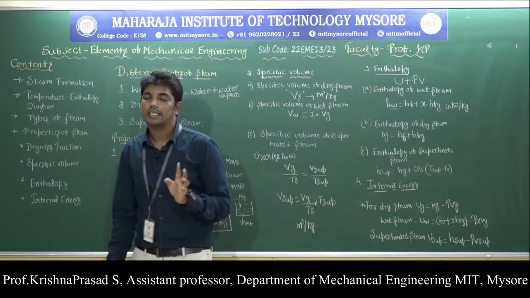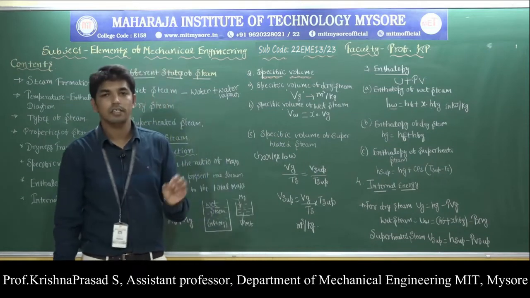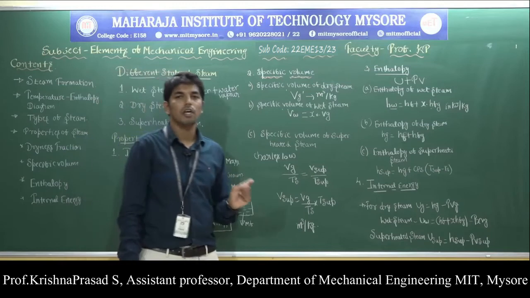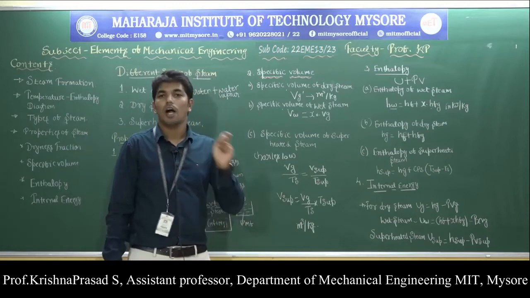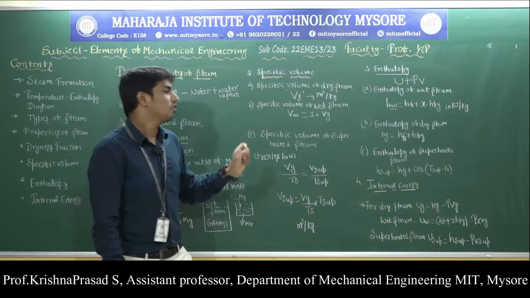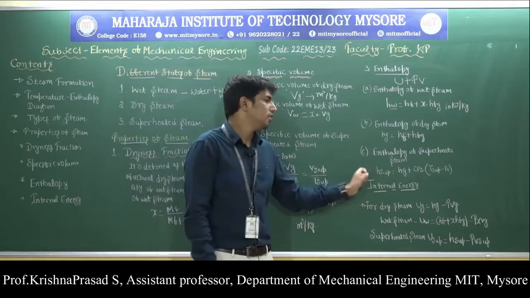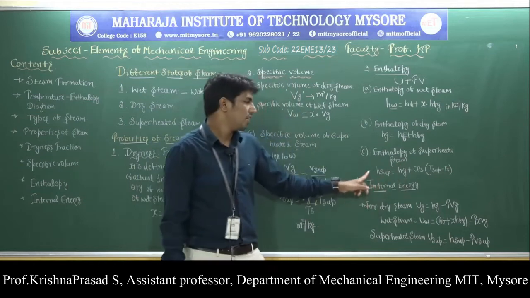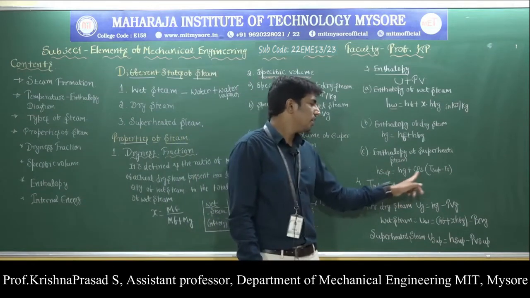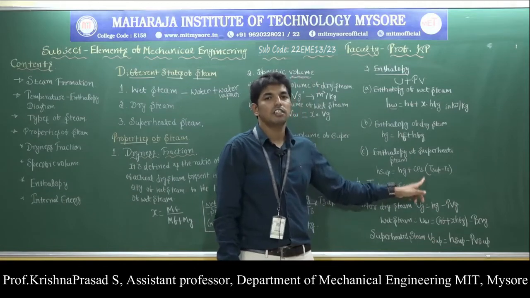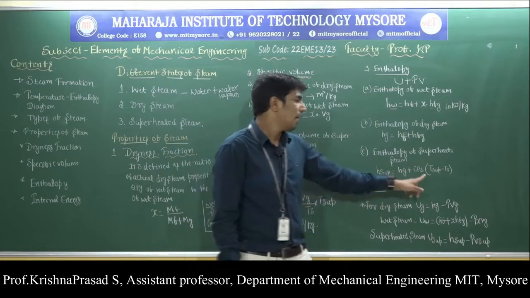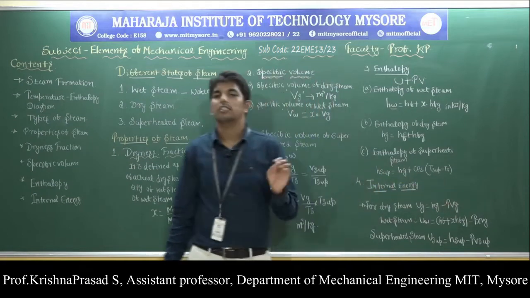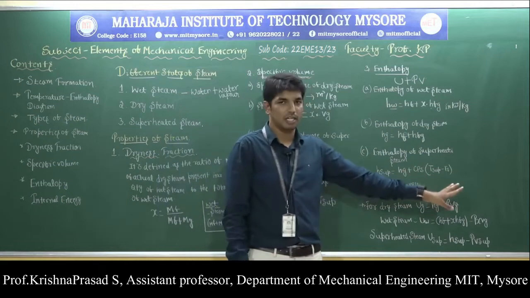The last one is the enthalpy of the superheated steam. It is the amount of heat required to convert 1 kg of water at 0 degree centigrade into 1 kg of superheated steam at a given pressure. It is denoted by HSUP, and this is equal to Hg plus CPS, the specific heat in the superheated condition, into TSUP minus TS. TSUP minus TS is the amount of superheat or degree of superheat.